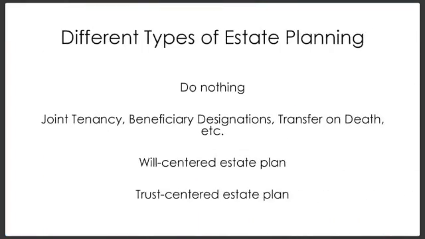So essentially, there are several different types of estate planning. We can start out by doing nothing. We can use joint tenancy, beneficiary designations. We can use transfer on death clauses and things like that. We can also do a will-centered estate plan, or we can do a trust-centered estate plan. Those are the things we're going to be talking about today, what the different ones are, what they mean, and how they fit into an actual estate plan.